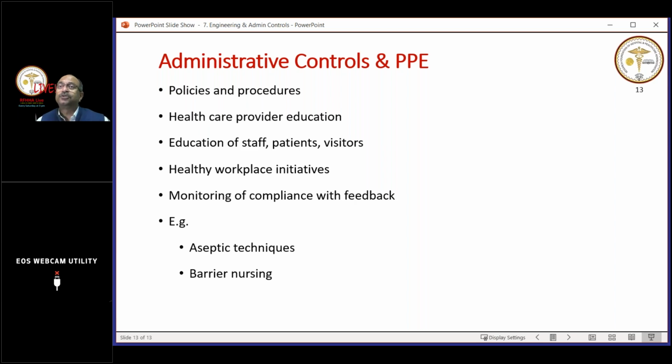So not only do we need to train the healthcare providers, but also the patients and the visitors in infection control. You tell the patients that not more than a certain number of visitors can go inside. Hospitals typically do not allow things like gifts or flowers in the rooms because they can become a potential source of contamination.